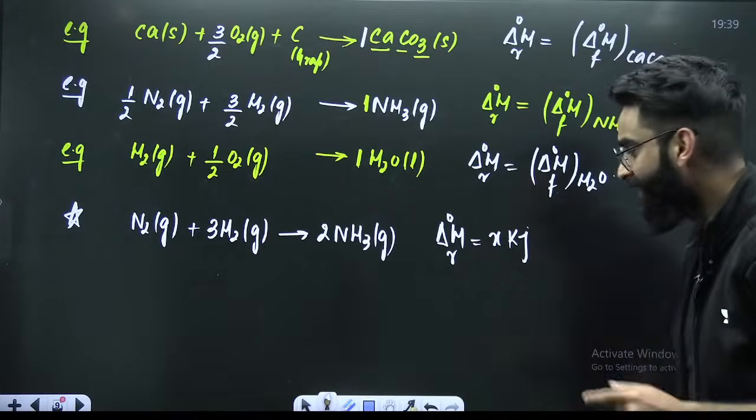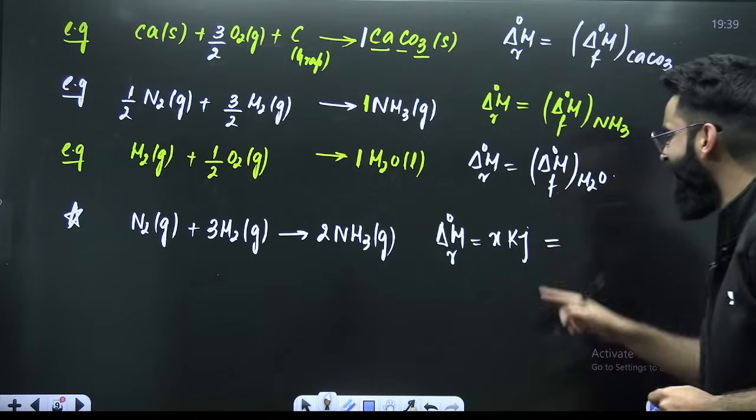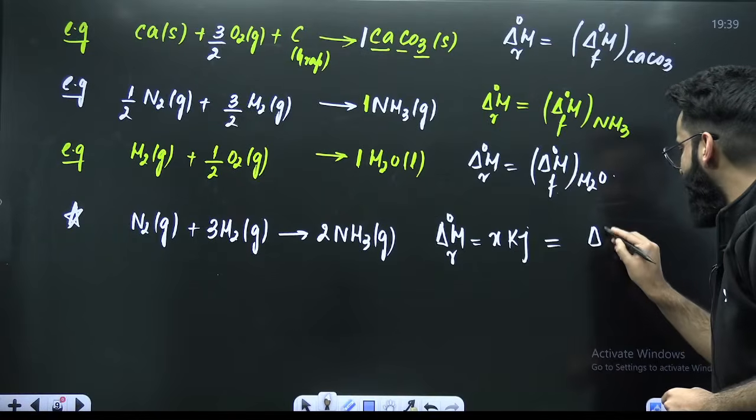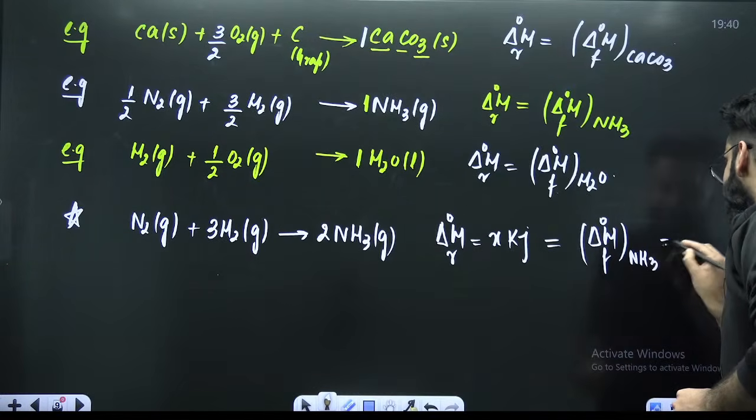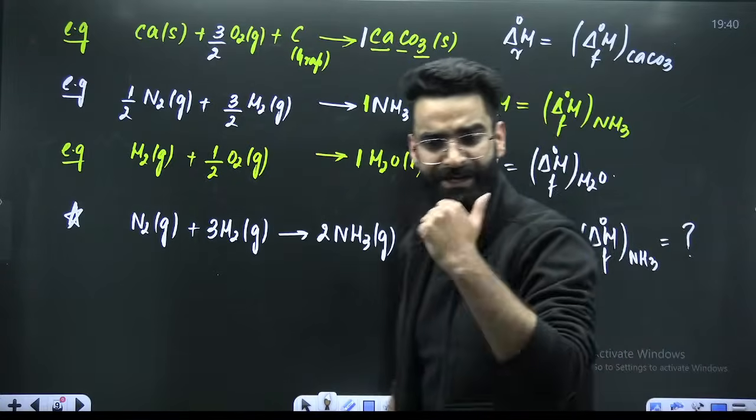Now you tell me, can I call this X kilojoules as the enthalpy of formation of NH3? What do you think? Can I call it as the enthalpy of formation of NH3? This is a general question from my side.